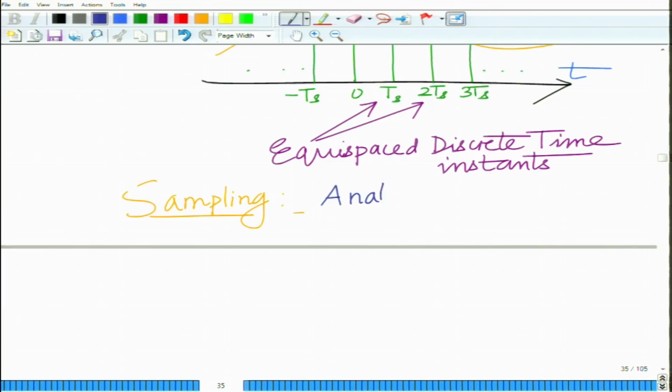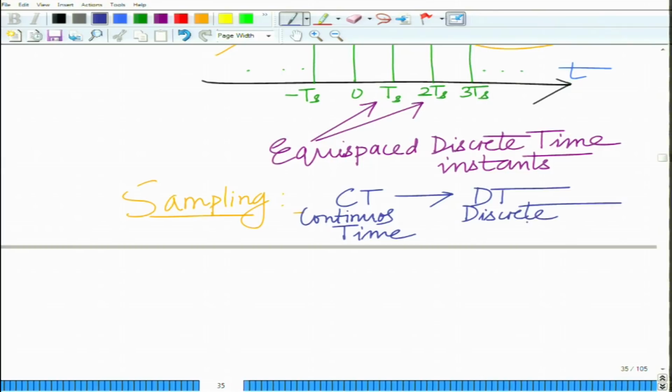Sampling is basically analog or continuous time, that is CT, to DT, that is discrete time. This is what sampling does. You have a continuous time signal, and convert it into a discrete time signal by extracting samples at equispaced instants or equispaced intervals of time.